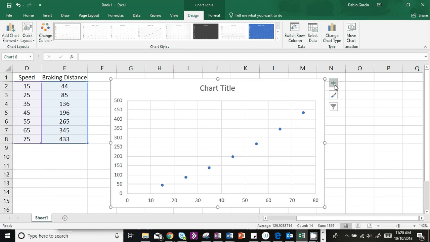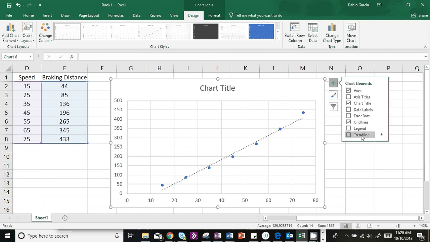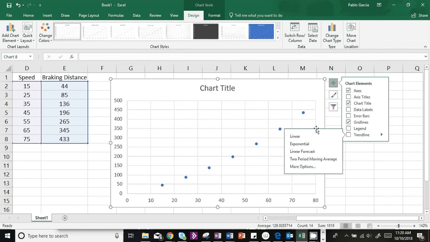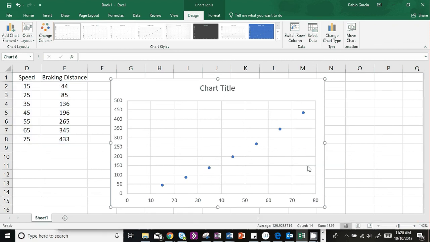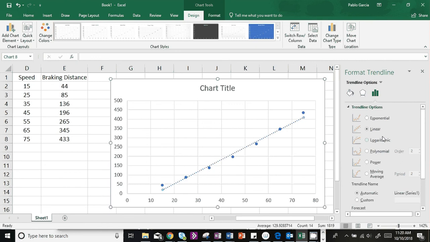So we're going to click on this plus here, and I want a trend line, and you can see that it already graphed one there for us, but I'm going to go a little further and get the equation of that linear regression line. So I'm going to click on the little arrow here to get a drop down menu, and then I actually want to come all the way down here to more options, and I get this nice dialog box that comes up.